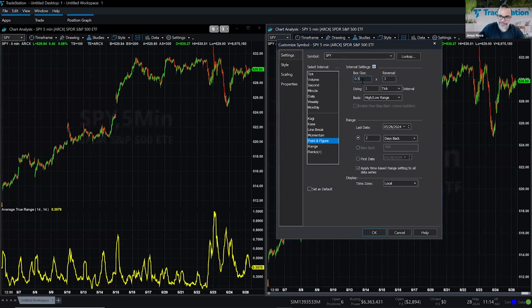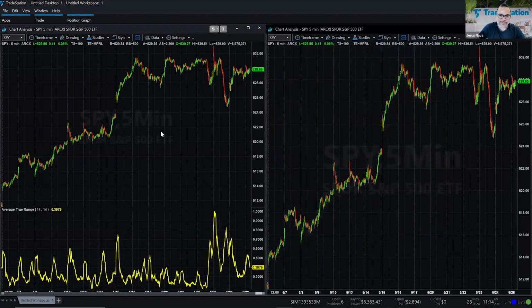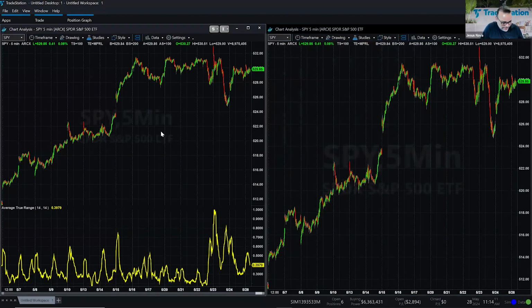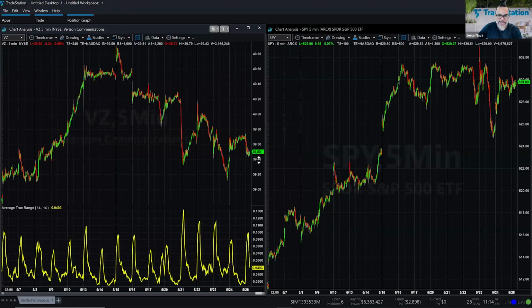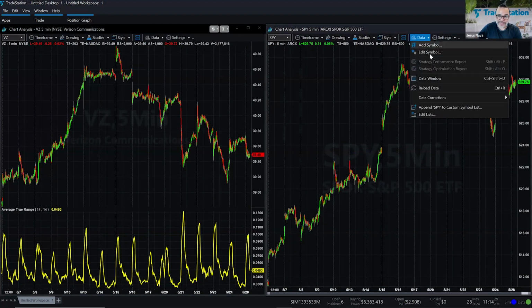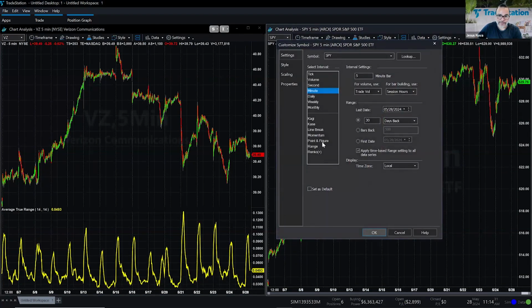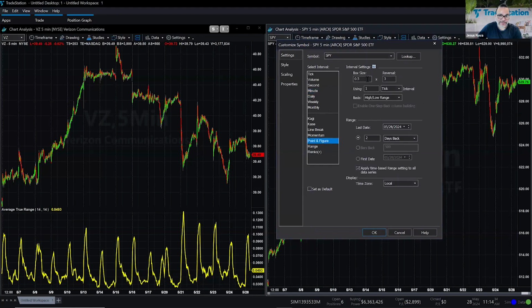Because let me show you something else. Let me go here to Verizon. We talked about Verizon, right? Let me switch the chart to Verizon. We can see that Verizon is trading at $39, but take a look at the ATR. The ATR is only 0.04. So if I were to set my box size on a point and figure chart here, let's go to data, edit symbol. You see, if I go back to point and figure, the default is still 0.5, 50 cents.